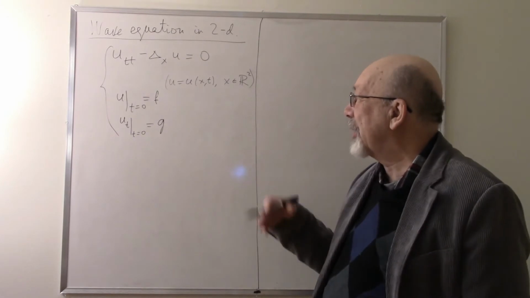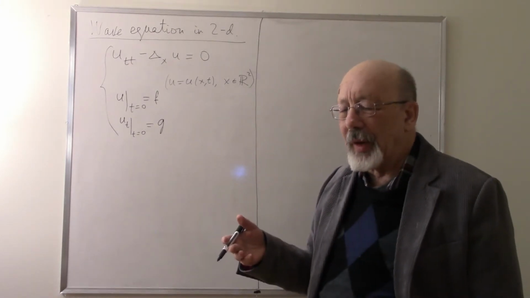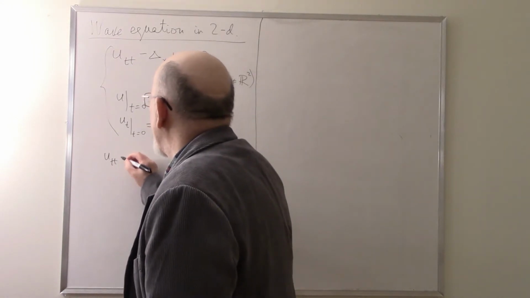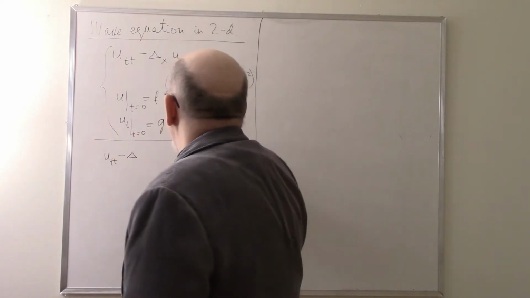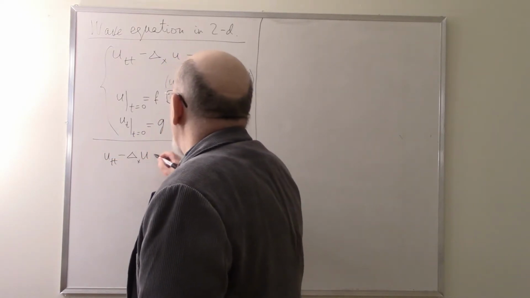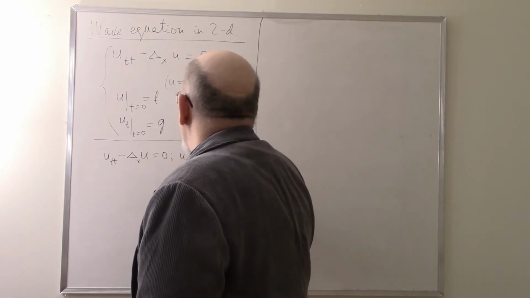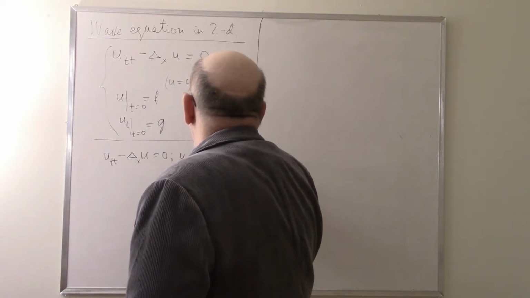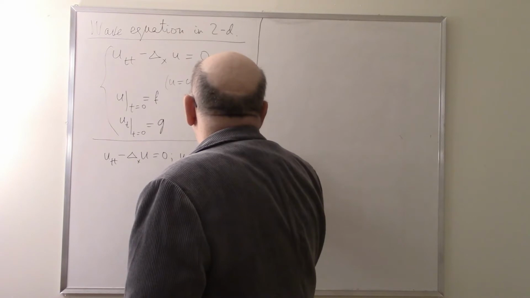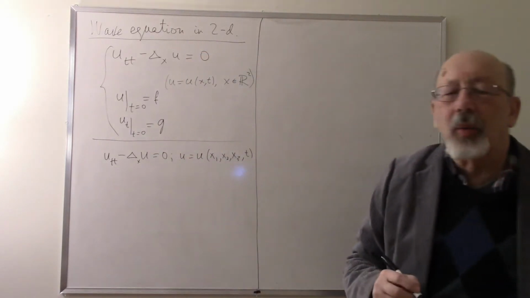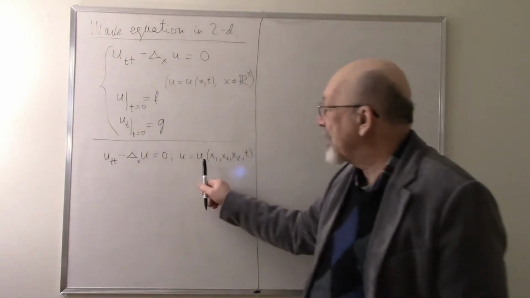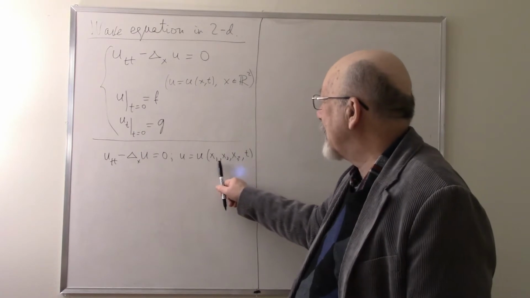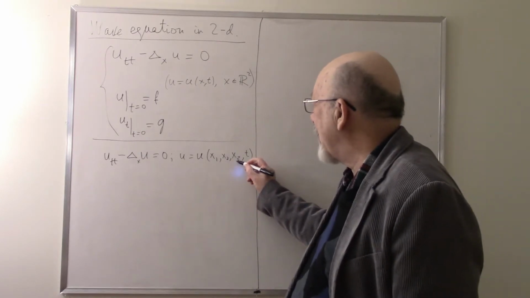First of all, let us return to the 3-dimensional equation. Consider the equation u_tt minus Laplacian u equals 0, where u equals u of x1, x2, x3, t. So it is a full 3-dimensional equation. But now consider the solution which depends only on x1 and x2, and does not depend on x3.